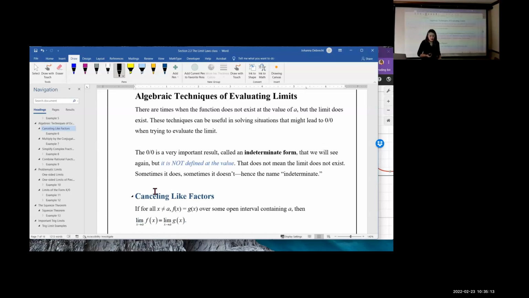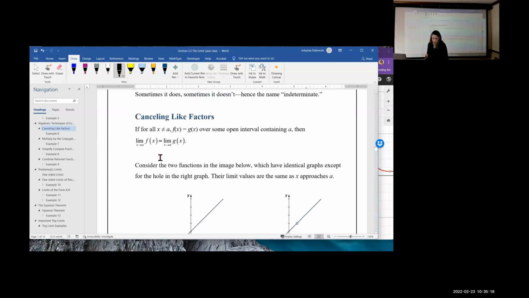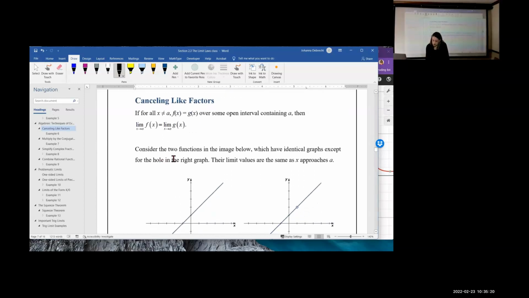So when we get 0 over 0, we have a variety of techniques. One of the things we can do is cancel like factors. So for example, if we had a function and we have the limit as x approaches 3 of x squared minus 9 over x minus 3, this actually, if we were to factor it, wouldn't this be x minus 3 times x plus 3 over x minus 3? And what would happen with the x minus 3s?